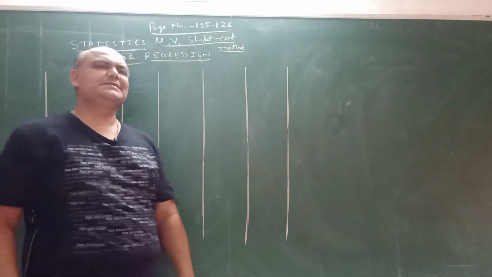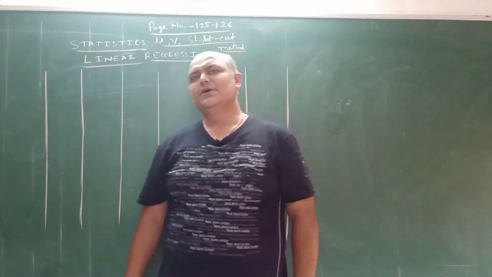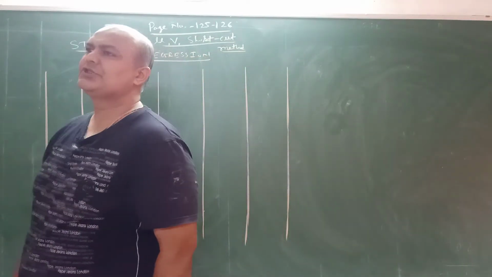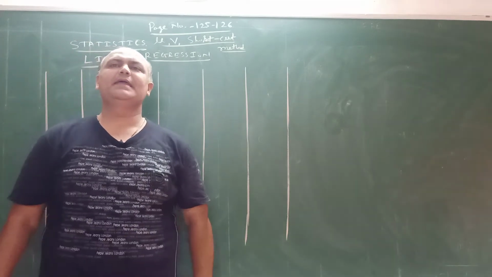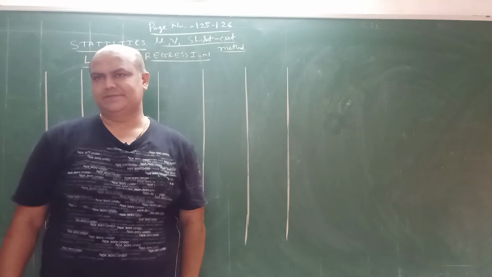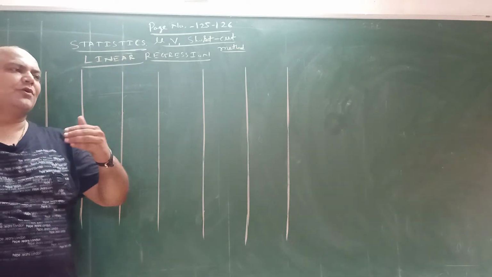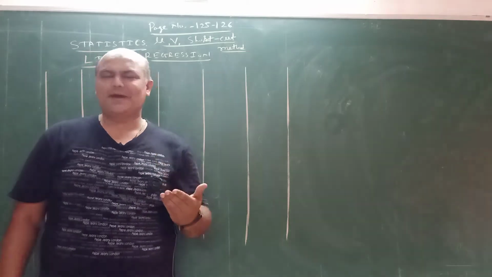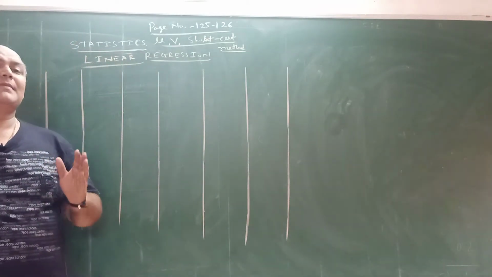Regression coefficient is denoted by small b. Constant is denoted by small a, and regression line is denoted by y cap. Forecasting is the value of x we put into the y cap and get the answer, and error is denoted by small e.